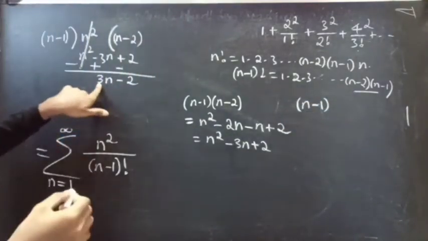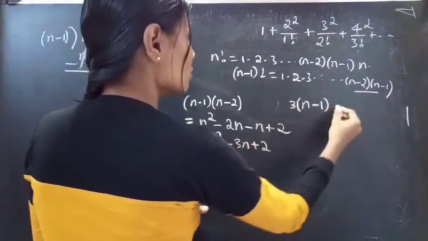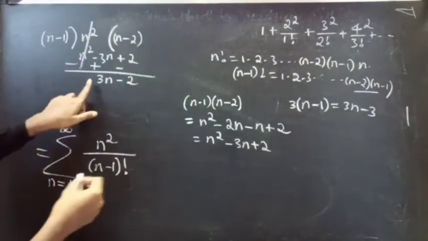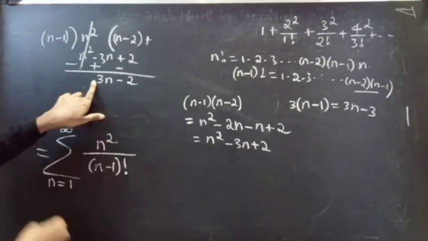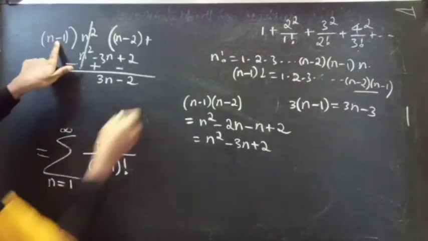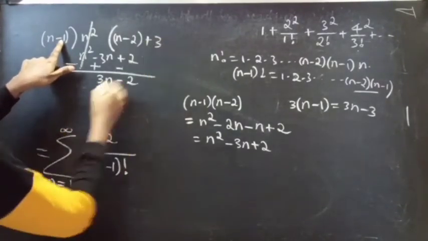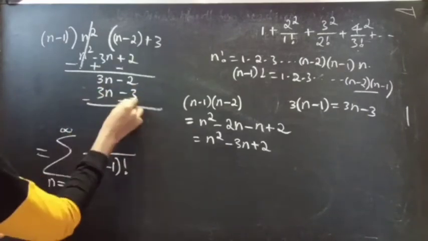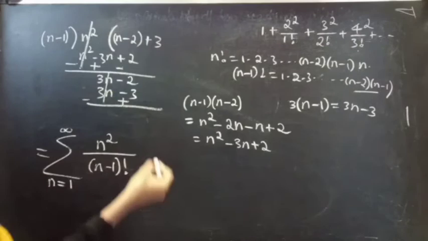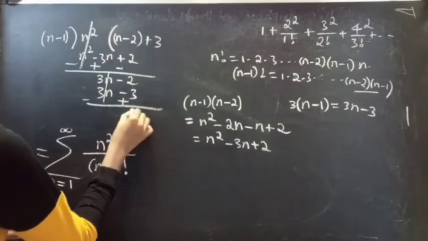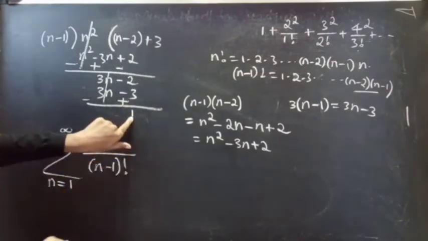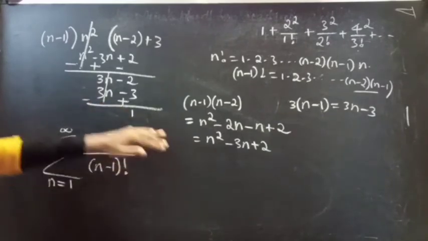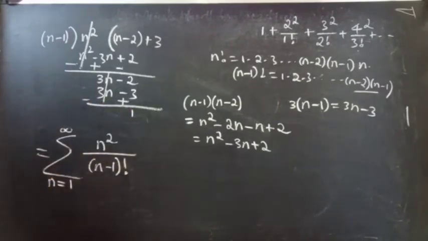Here you're having 3, so multiply it with 3. So this is equals to 3n minus 3. Okay, here you're having plus, so put plus 3n minus 1 into 3 is 3n minus 3. Now change the signs. Plus 3n minus 3n gets cancelled. Plus 3 minus 2 is plus 1. So here we don't have any n terms, so we can't proceed further. We'll stop it here.